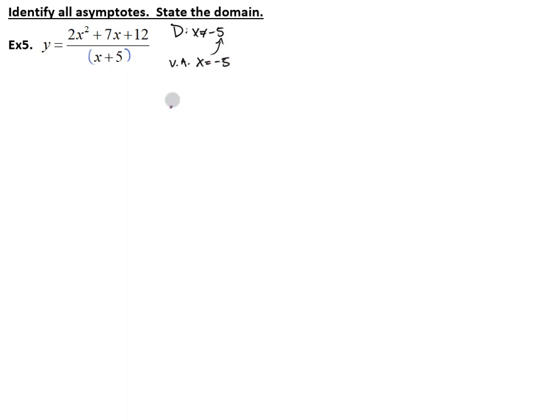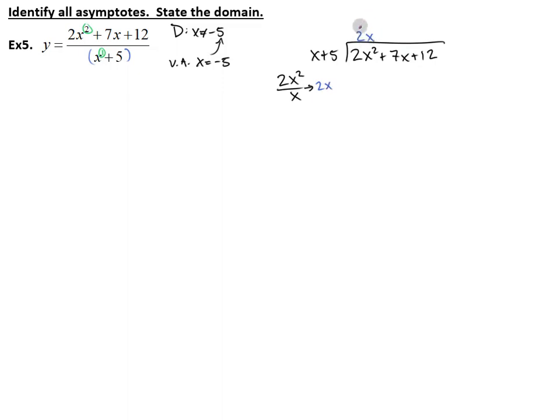Okay, so now I'm looking at the degree of the top and bottom. The top has the higher degree, which means this is a non-horizontal asymptote, and we have to do polynomial long division. So if we did this off to the side here, just remembering some of these steps. We take the largest term in each, and we divide those. 2x squared divided by x gives me 2x. So we'd say this goes in 2x times.